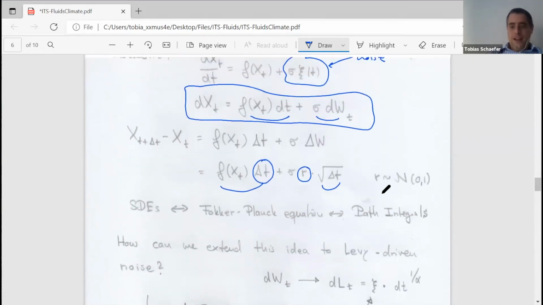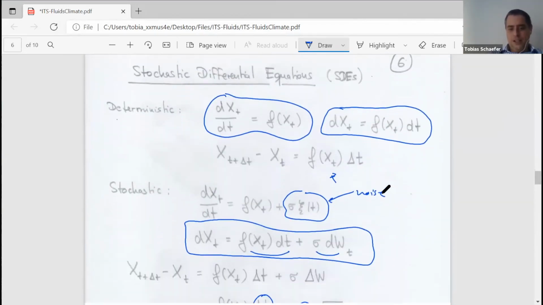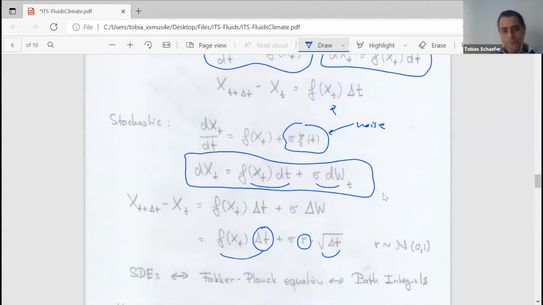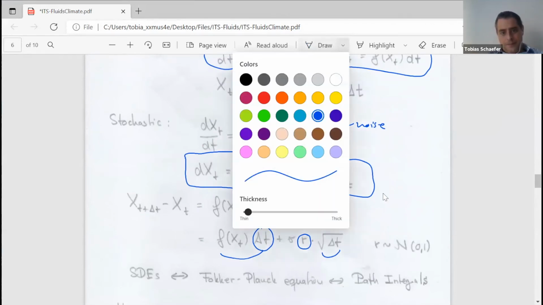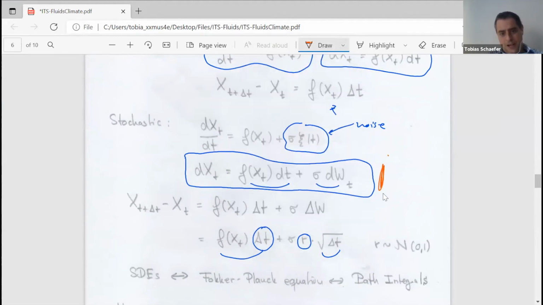So in other words, I look at the same stochastic differential equation that I have here, but now what I want to change is the type of noise that I want to use to drive my equation. Now, for Brownian motion, this was sort of easy. All I need to do is follow this rule. I take a random number that's normally distributed, and then I multiply it with the square root of delta t in order to get my right scaling.